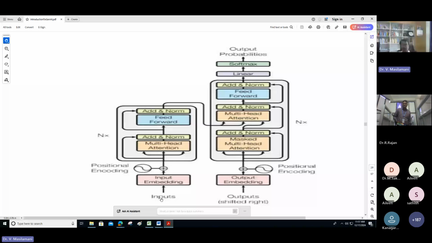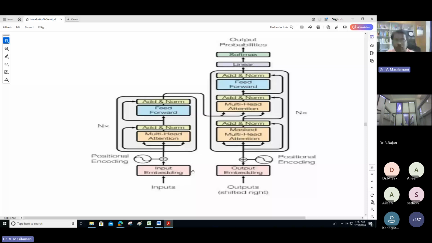Got it? Here we made some black box assumption, particularly for this multi-head attention and masked multi-head attention. We will see that in the subsequent slides. Any doubt? Okay. So I go back to the architecture.